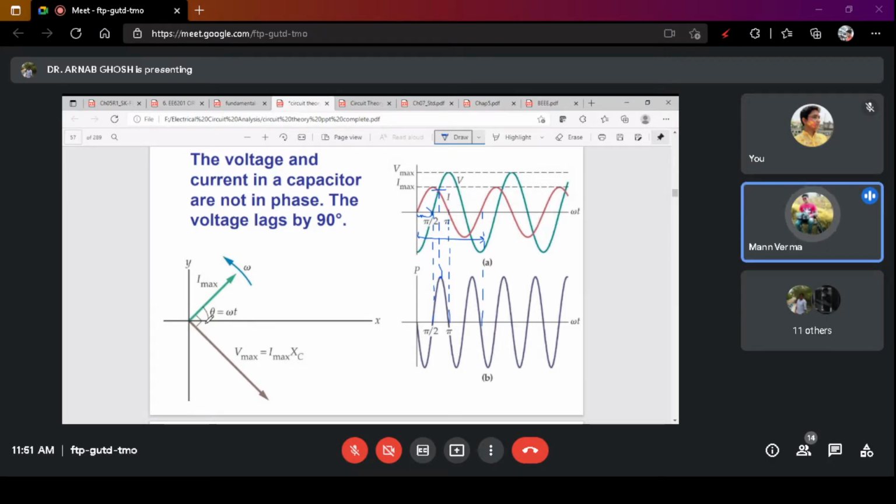Not getting you, sir. Can you repeat? If it's a purely capacitive circuit, what will be the power output of the circuit? If it's a purely capacitive circuit, what will be the total power output?